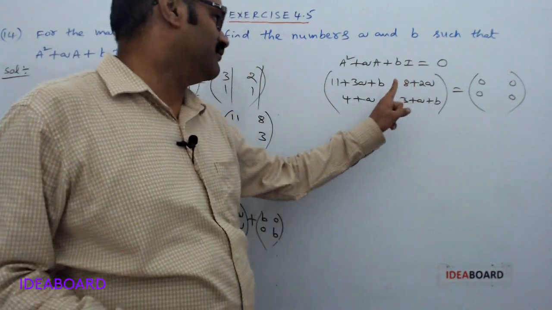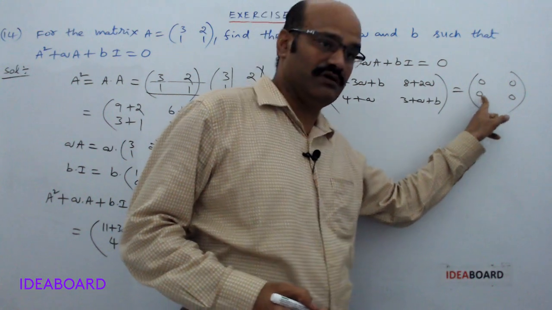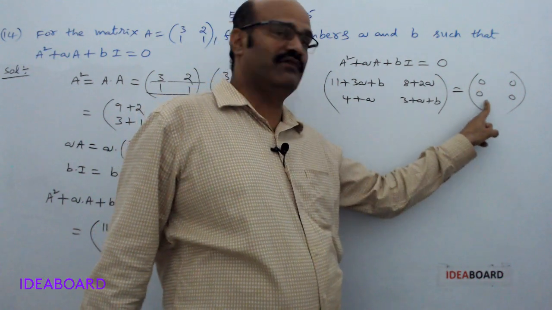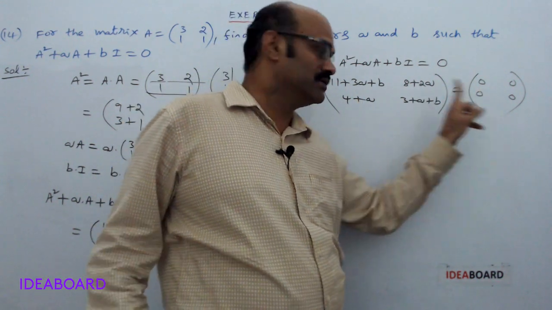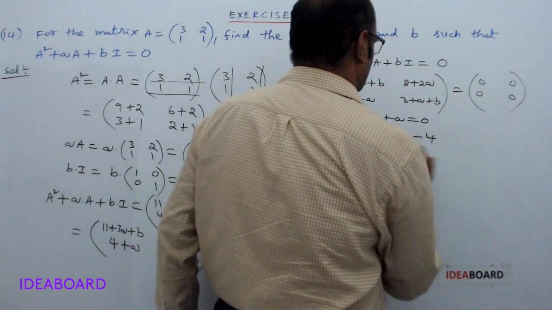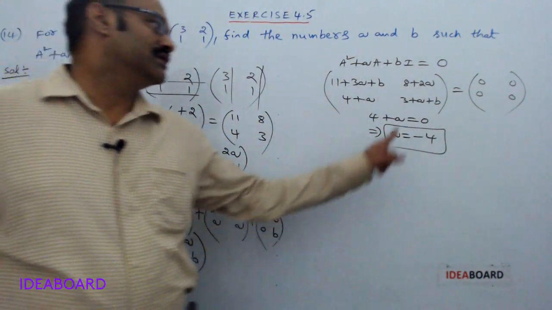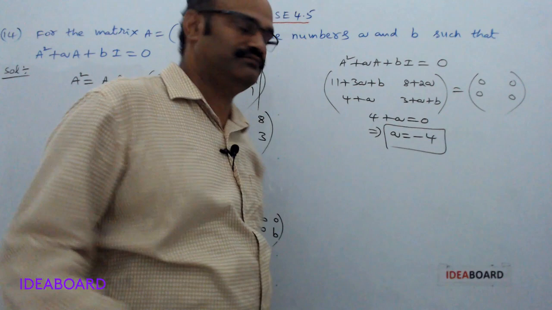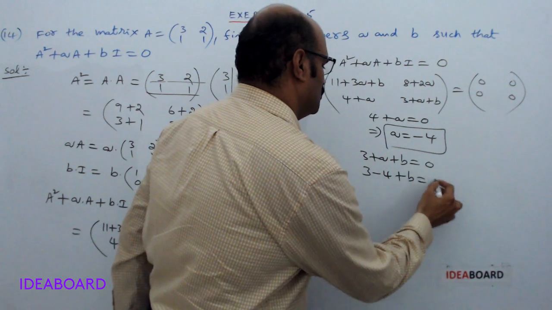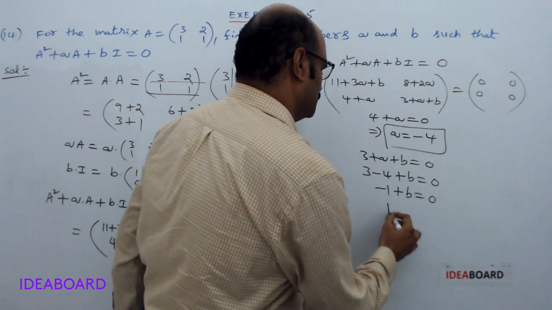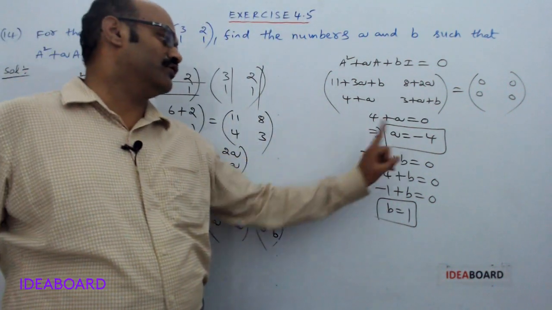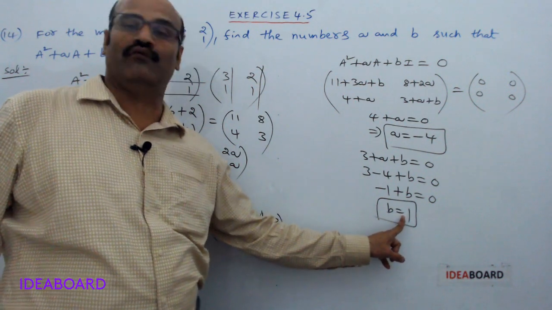Then it implies here we have 4 plus A equal to 0. Here these two matrices are equal. Two matrices are said to be equal if the corresponding elements are equal. So 4 plus A equal to 0, it implies A equal to minus 4. Now 3 plus A plus B equal to 0, 3 minus 4 plus B equal to 0, minus 1 plus B equal to 0. So B equal to 1. Therefore, the value of A equal to minus 4 and B equal to 1.